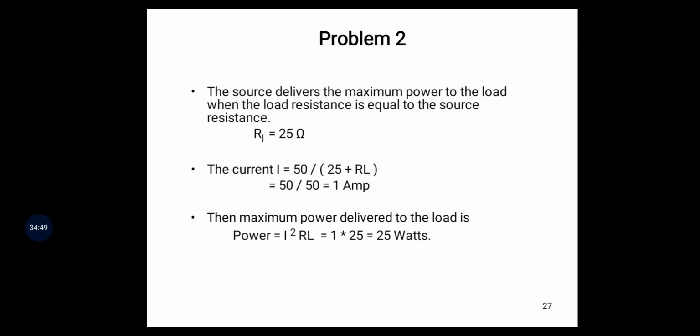Then we want to find the maximum power. First we find the current I, equal to voltage by total resistance, 50 divided by 25 plus 25, that equals 1 ampere. 1 ampere is flowing through the circuit. Then the power formula is I² RL, that equals 1² into 25, that means 25 watts. So in this way we do the calculations on the maximum power transfer theorem. Thank you very much.